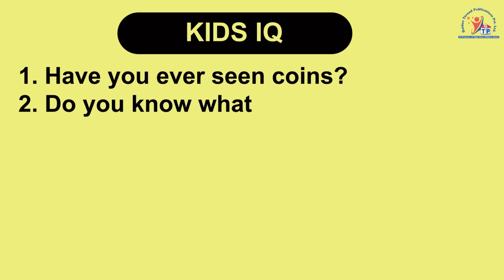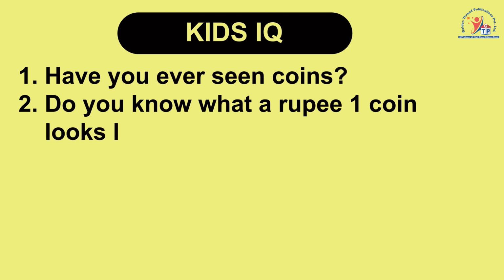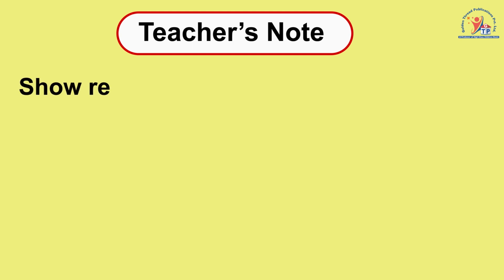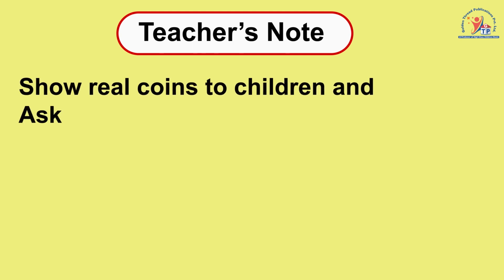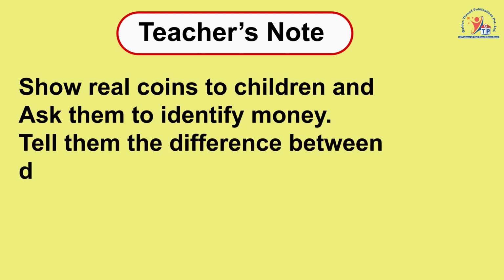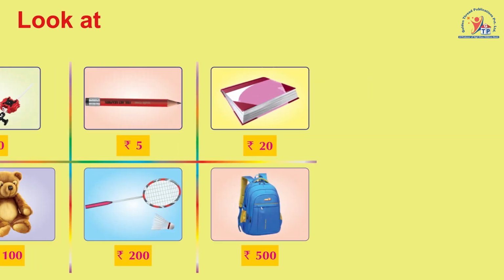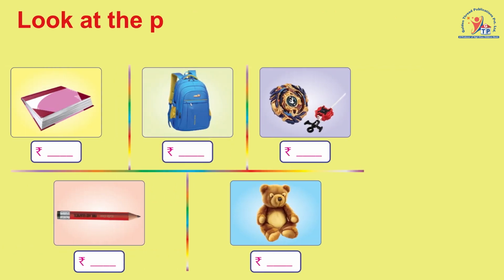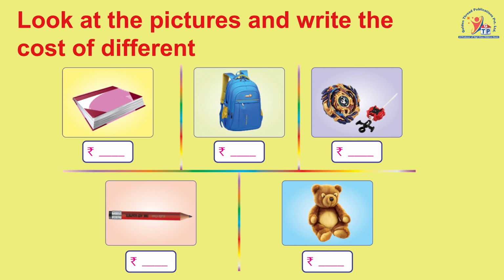2. Do you know what a rupee 1 coin looks like? 3. What is the shape of a rupee 5 coin? Teacher's note. Show real coins to children and ask them to identify money. Tell them the difference between different coins. Look at the cost of different items carefully. 50 rupee, 5 rupee, 20 rupee, 100 rupee, 200 rupee, 500 rupees. Look at the pictures and write the cost of different items.